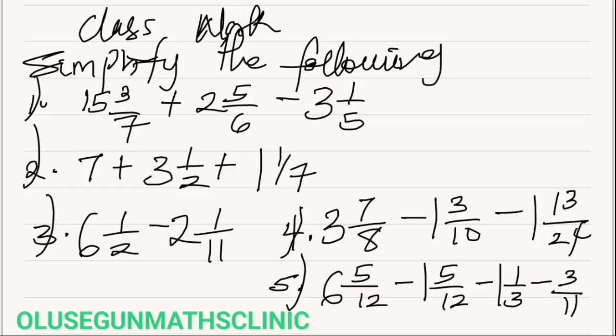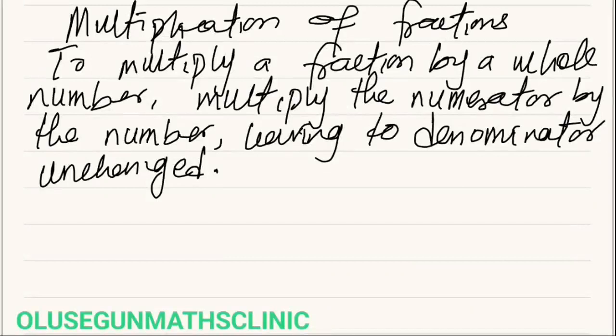So let's proceed to another basic operation of fractions. Multiplication of fractions. To multiply a fraction by a whole number, multiply the numerator by the number, leaving the denominator unchanged. So the meaning is, anytime you are multiplying a fraction with a whole number, you are only to multiply the numerator only. Nothing will happen to the denominator. That is the rule of multiplying a number with a fraction.